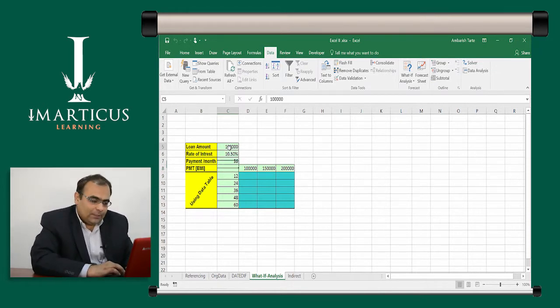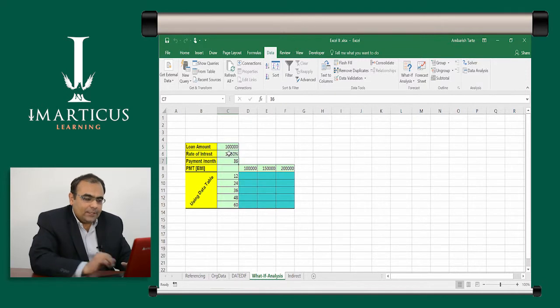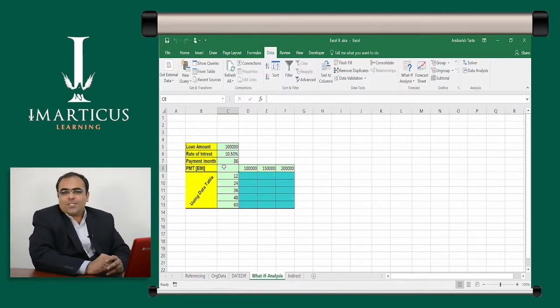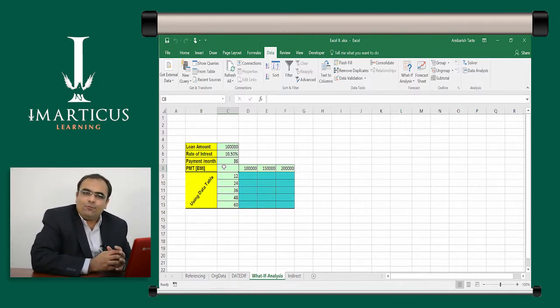I've been given a loan amount here. Let's assume that I've taken a loan of 100,000, or 1 lakh. 10.5% annual is the rate of interest, and the loan is for a period of 36 months, that is 3 years. I would like to calculate my EMI. We will consider a simple interest example with no early termination fee and the like. The floating interest and all of that, which is part of financial modeling, we will not consider right now, because our focus is on the basic financial function along with the two features of what-if analysis.